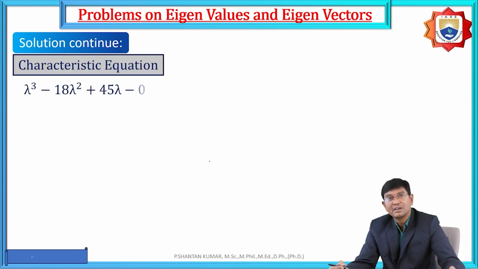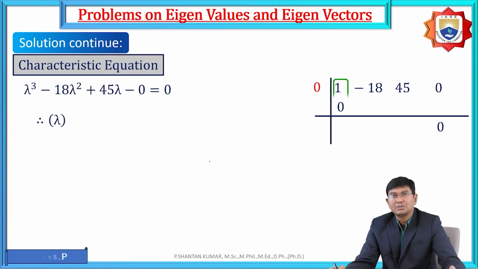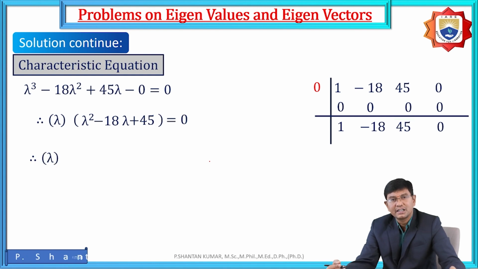For example, here for the characteristic equation we use the factorization method, that is the synthetic division method. Lambda is equal to 0, 1, 1. This is also like factorization; it is our choice, depending on our convenience, to use either the factorization method or synthetic division to find the solutions. Here the remaining equation is 1 into lambda square minus 18 into lambda plus 45 is equal to 0. Solving this second order equation, we also get 3 comma 15.